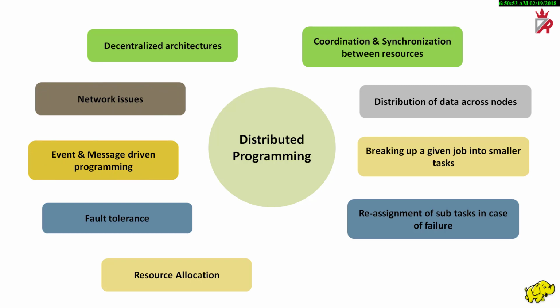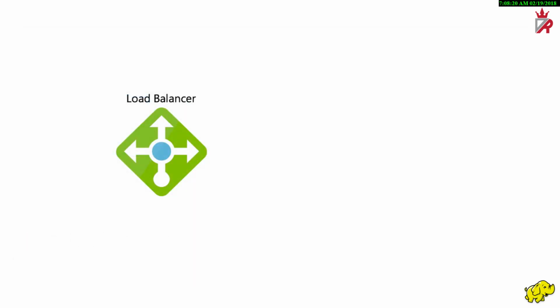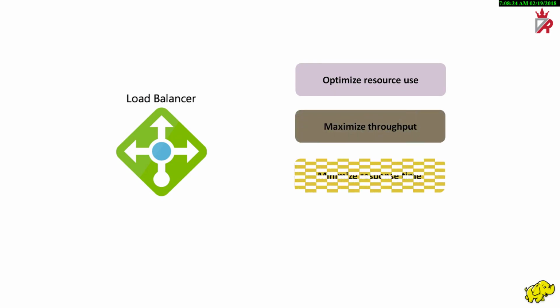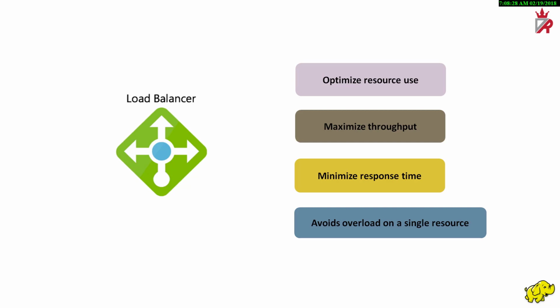Another important task to be kept in mind while working on a distributed network is load balancing. Load balancing is essential to improve the distribution of workloads across multiple computing resources such as computers or nodes. Load balancing aims to optimize resource use, maximize throughput, minimize response time, and avoid overload of any single resource.